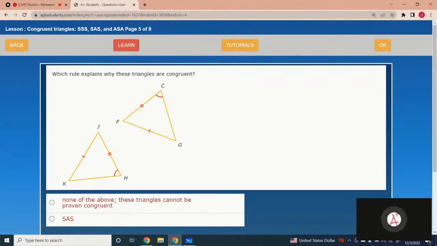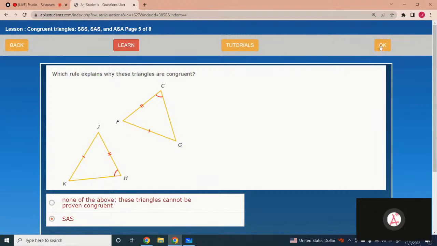Which rule explains why these triangles are congruent? Got it? So which option is the correct one? You're not given the correct option, but the triangles are congruent. Got it? Side angles. Oh, yes, you have given.